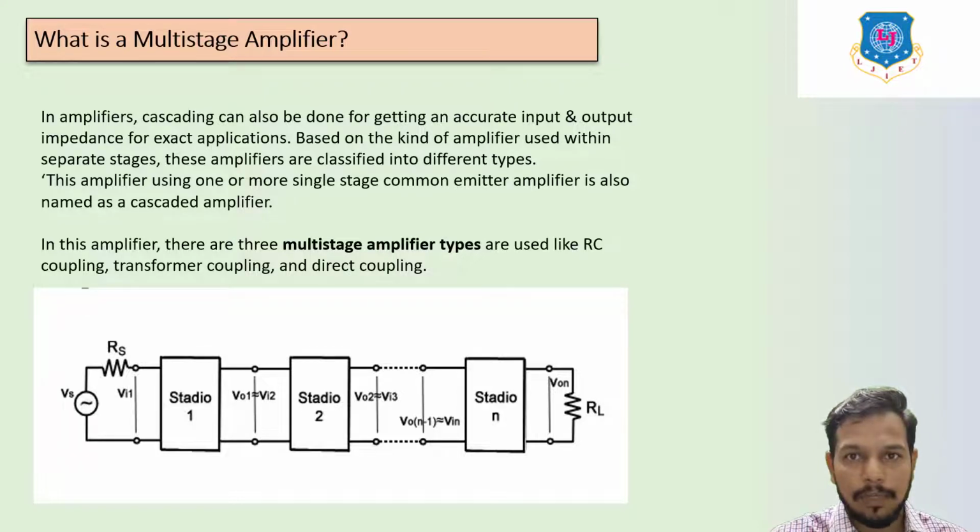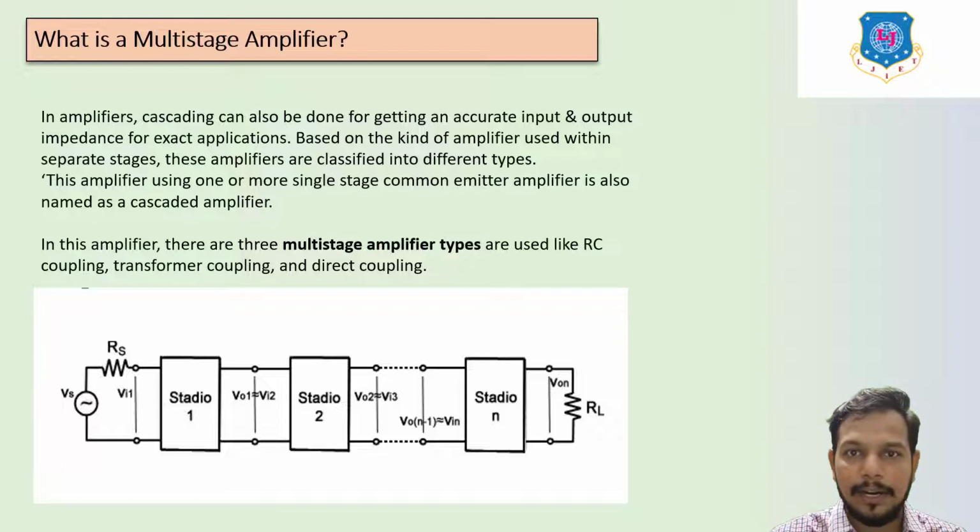Now there is a question: why do we use a number of stages? First of all, we have to understand that whenever we need more gain, we need to use multiple stages of amplifier. That's why we use multiple stages, or multi-stage amplifiers. In amplifiers, cascading can also be done to get accurate input and output impedance for exact applications.